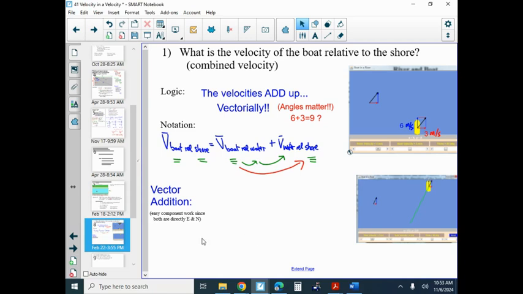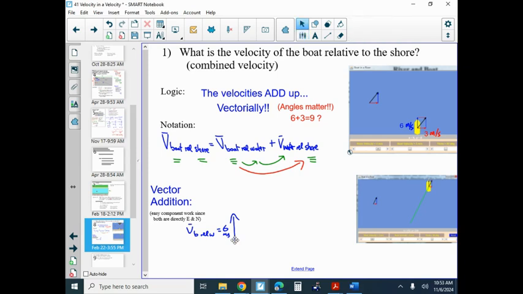So let's do the math here. We are going to look at the velocity of the boat relative to the shore, which would just be the two velocities adding up. We're going to have that velocity, I think it was blue on this applet here, so I'll use that, which is the 6 meters per second. And again, this is the velocity of the boat relative to the water, sorry. I'll just do VB relative to water.